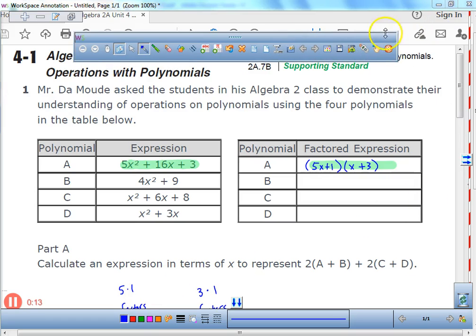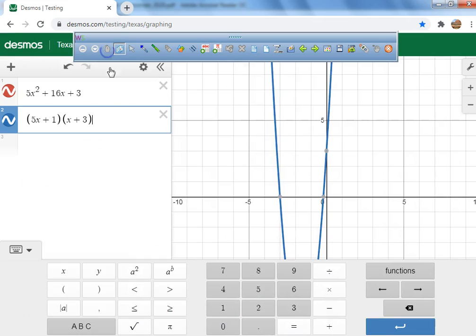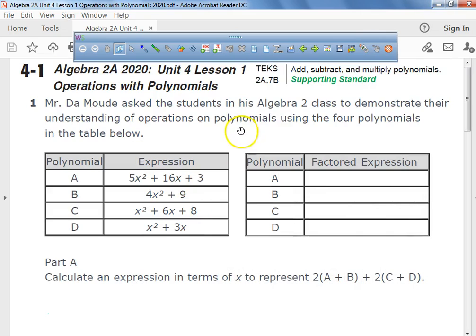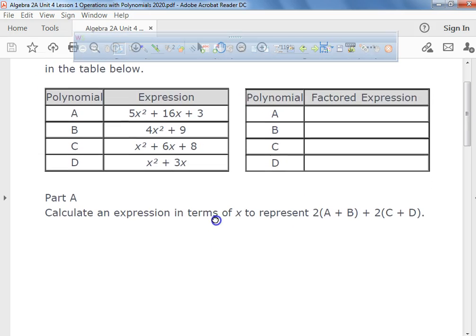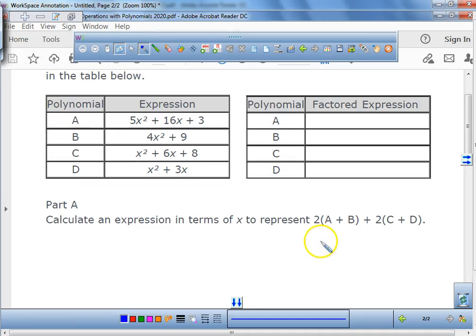All right. So all we got to do right now, all right, we are done with this one. Now it's time to go to part A and have a little fun. This is going to be a lot easier. We got all the tough factoring notes taken care of. Now we just got to do some stuff right here. Okay? And it says calculate an expression. Just do it on your paper if you want, right here. It says what? What is 2 parentheses A plus B?